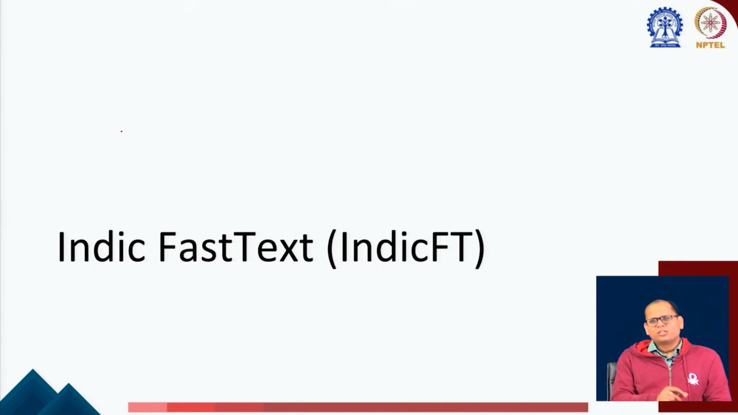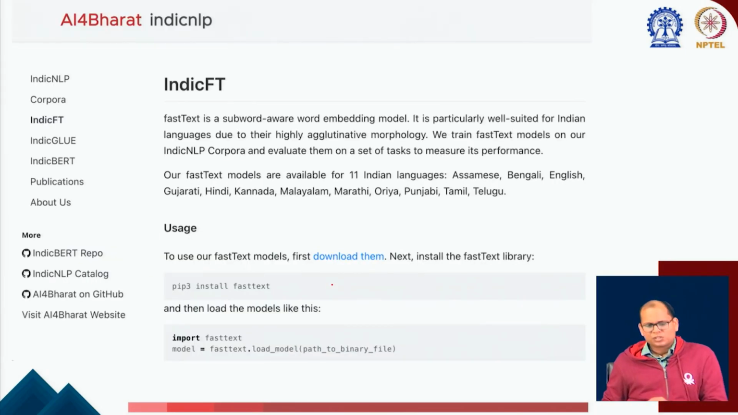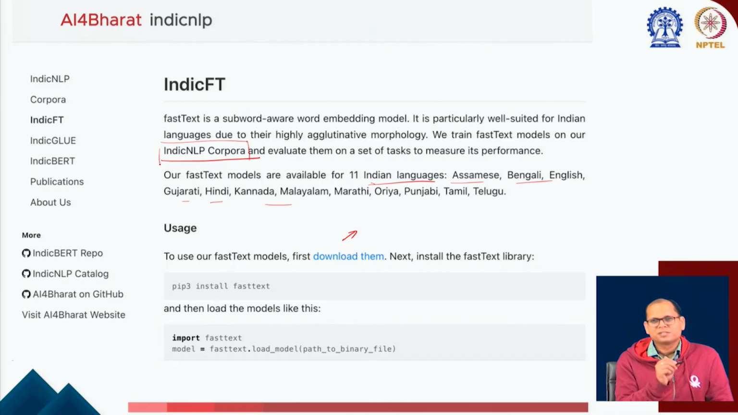Now, for Indian languages also there is a lot of work on producing word representations. I'll just talk about one recent work, Indic fastText, Indic FT. This was proposed by AI for Bharat. They had models for 11 Indian languages: Assamese, Bengali, English, Gujarati, Hindi, Kannada, Malayalam, and so on. And this is available for download. This was just an extension of the fastText model, but on Indic corpus. So they used the Indic NLP corpus for learning the word representations.